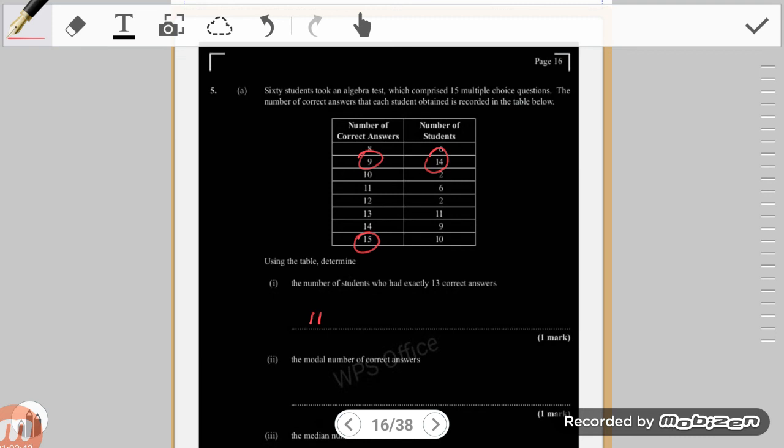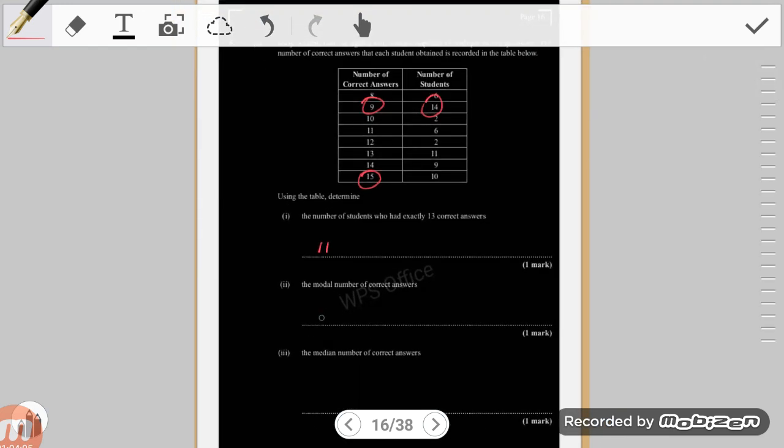Why? Because 14 was the highest amount of students that were recorded that got a certain amount of answers, and that modal answer is 9. So we had the most students getting 9 out of 15. Alright, you have students that got 15 out of 15, but it was not as much as the amount of students that got 9 out of 15. So therefore our answer here is going to be 9. It's just a 1 mark question, guys.